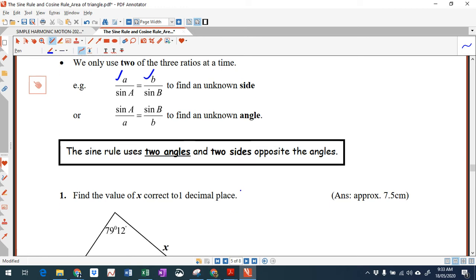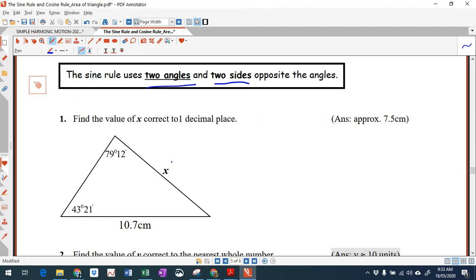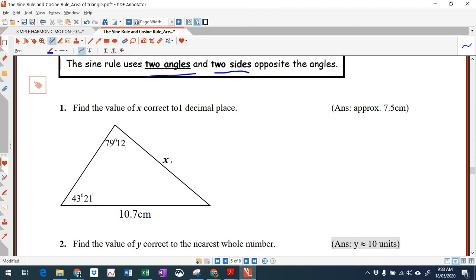Now, what's different about the sine rule? It doesn't use three sides. It only uses 2 sides and 2 angles opposite those sides. So let's look at the first question. We've got to find the length of x here. We're finding a side, so we're going to use this form of the sine rule: a over sine A equals b over sine B.